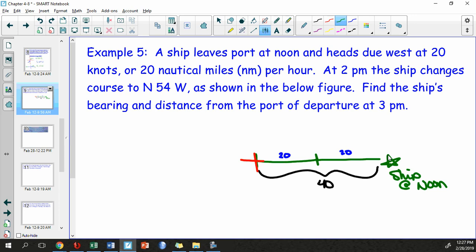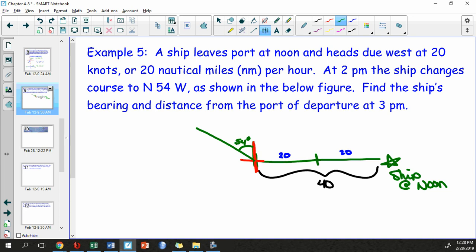Because it says that the ship is changing course and going north 54 degrees west. So that's a bearing, is it not? That bearing is what I need to talk about here. So here's my north, but I need to go west, don't I? So if I'm going 54 degrees west, this angle right here is 54 degrees. Do we all see that, yes or no? That's what it means to have a north 54 west bearing.